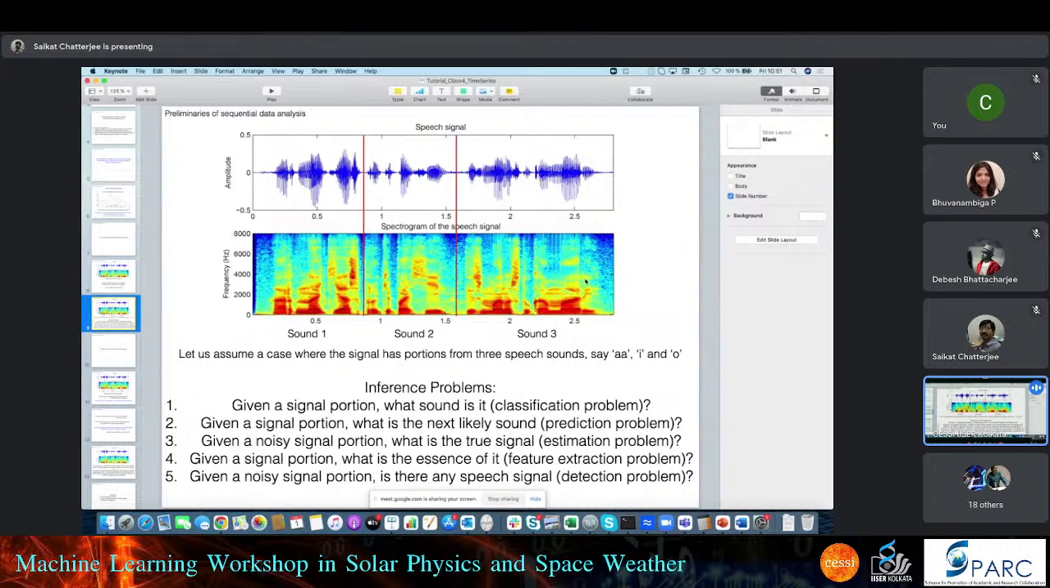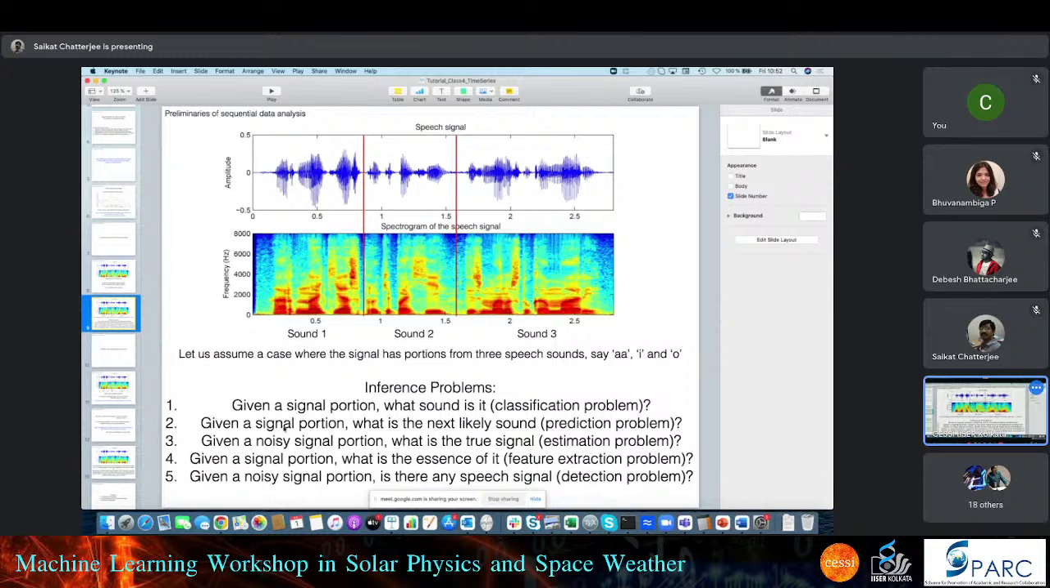What kind of inference problems can I have? First, given a signal portion, what sound is it? For example, I give you this portion and ask what sound it is. You have to find out this is E. That's a classification problem.